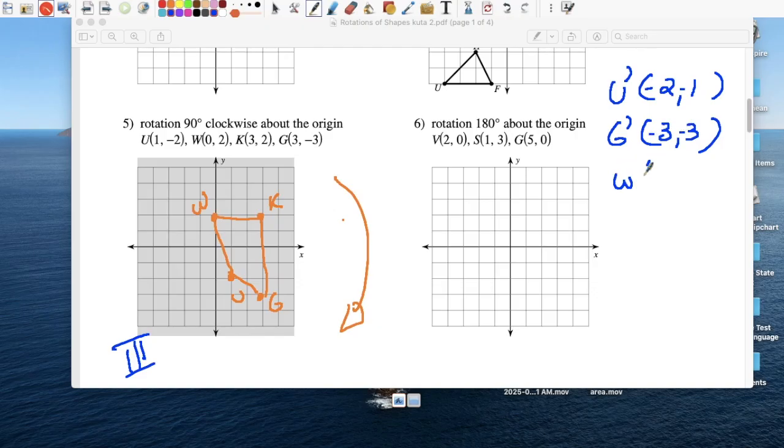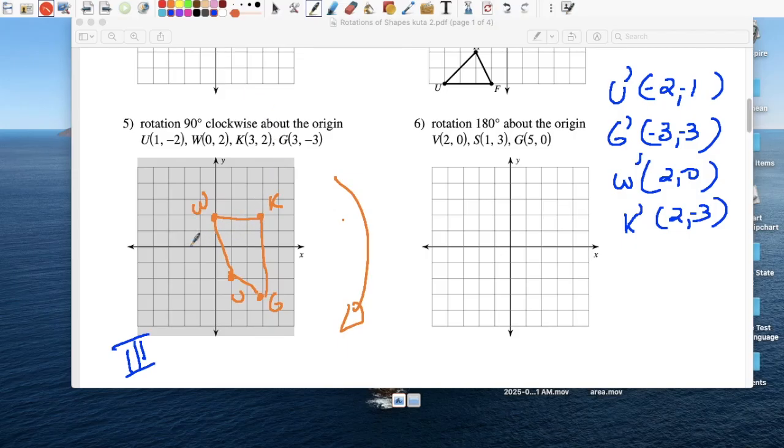W prime. W is 0, 2. And if you switch once, it becomes 2, 0. And then we have K. K is at 3, 2. If you switch once, it becomes 2, 3. But K is going to go from quadrant 1 to quadrant 4. In quadrant 4, the second number is negative. So let's see if I did this correctly.